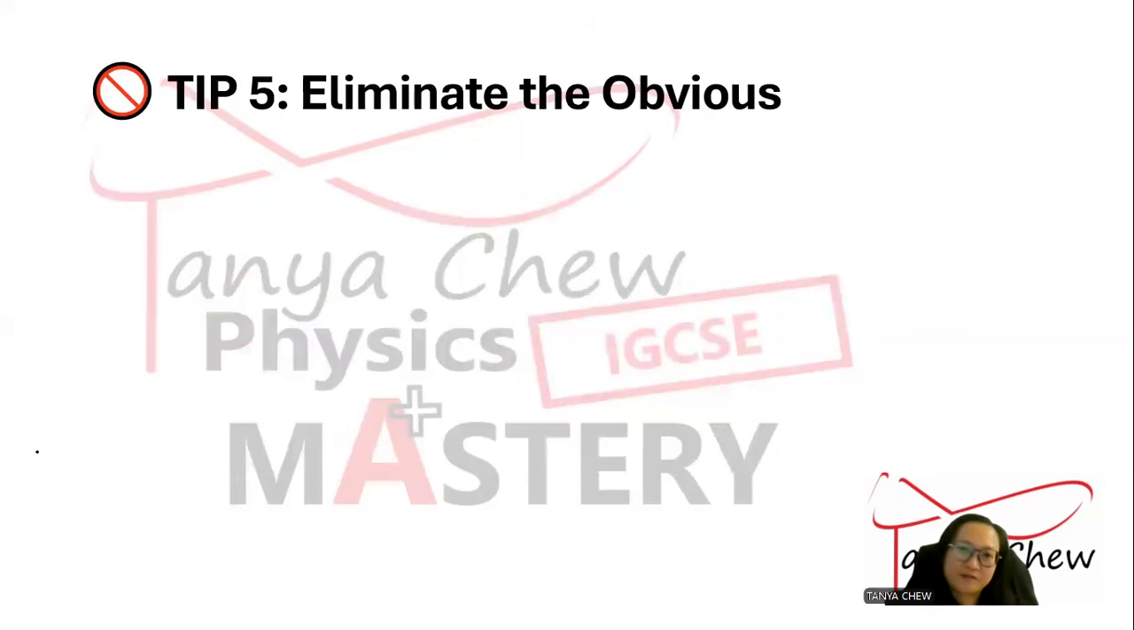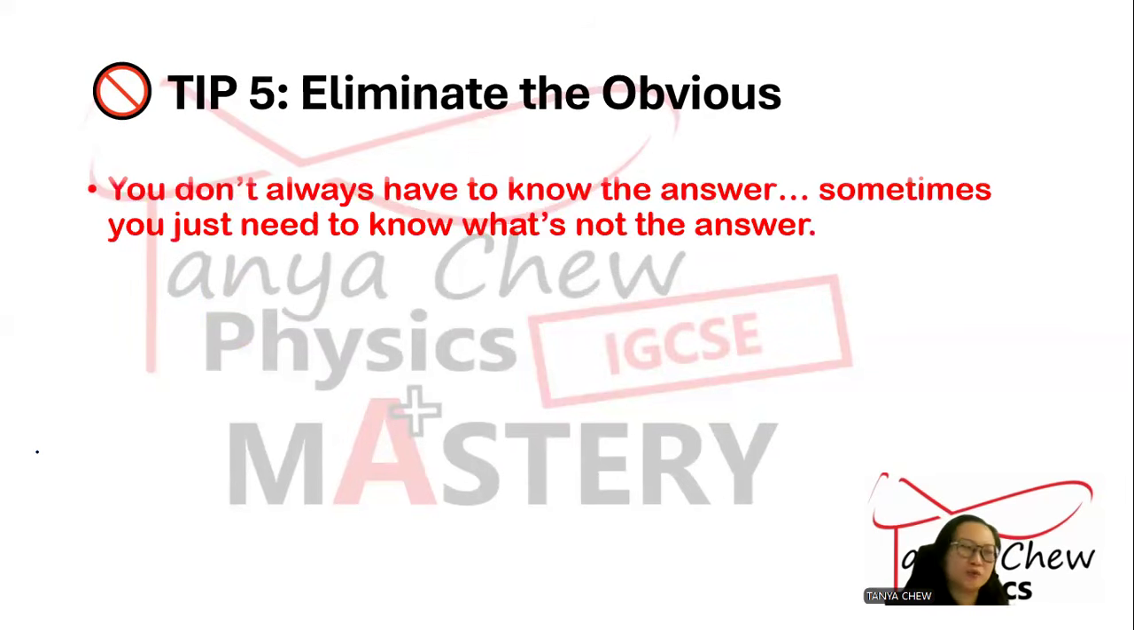Tip number 5. Sometimes you don't really need to know the exact answer. You just need to know which one is not the answer. Just put a cross to it. When I talked about the formulas that you should remember, I crossed out something there, that I am 100% sure is not the answer. So eliminate the obvious ones so that you will circle the right answer.